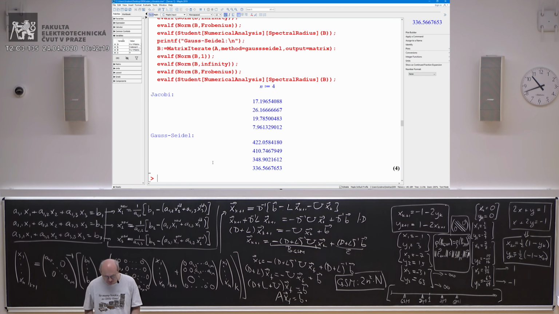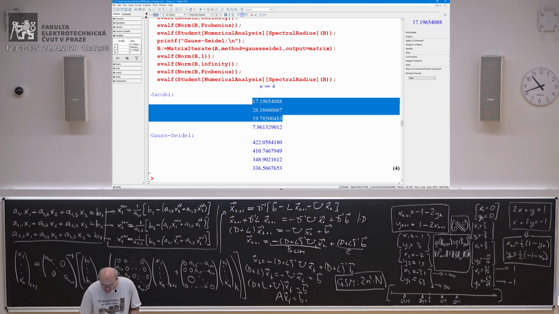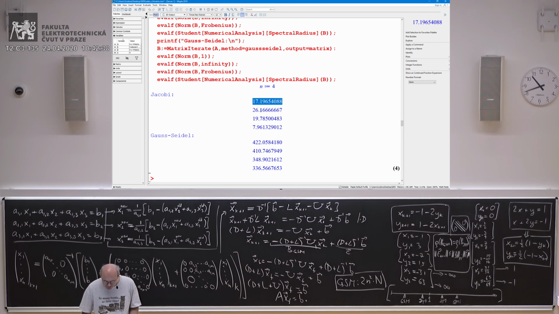Let's see. So for a random matrix, we see divergence for the Jacobi, and we also see very strong divergence for the Gauss-Seidel, 336. That's a very strong divergence. By the way, let's have a look at the numbers above. These are the traditional matrix norms, the column norm, the row norm, and the Frobenius norm. And you can see that they are significantly larger than the actual spectral radius. So if we went just by the norms, our picture wouldn't be very good. That's life, unfortunately.